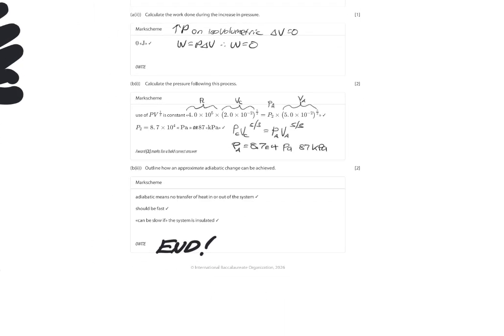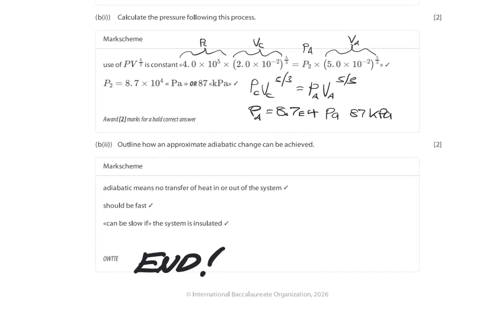All right. Then it says, outline how an appropriate adiabatic change can be achieved. In other words, how are you going to do it? It means no transfer of heat. So if you're going to have no transfer of heat, you better be fast, and you also need to insulate in order to get that to work.